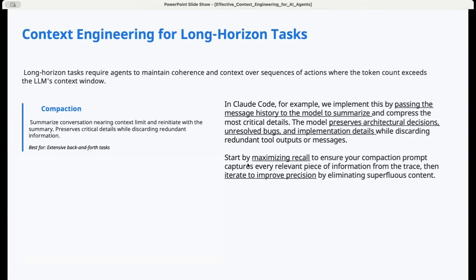The principle is to start by maximizing recall, making sure your compacted message captures as much relevant information as possible. Then you iterate to improve precision. To improve precision, you cut off all the redundancy in your tokens while still maintaining the performance of the model. But first try to get the recall as high as possible, and then think about how you can further prune the irrelevant tokens out of the context window.